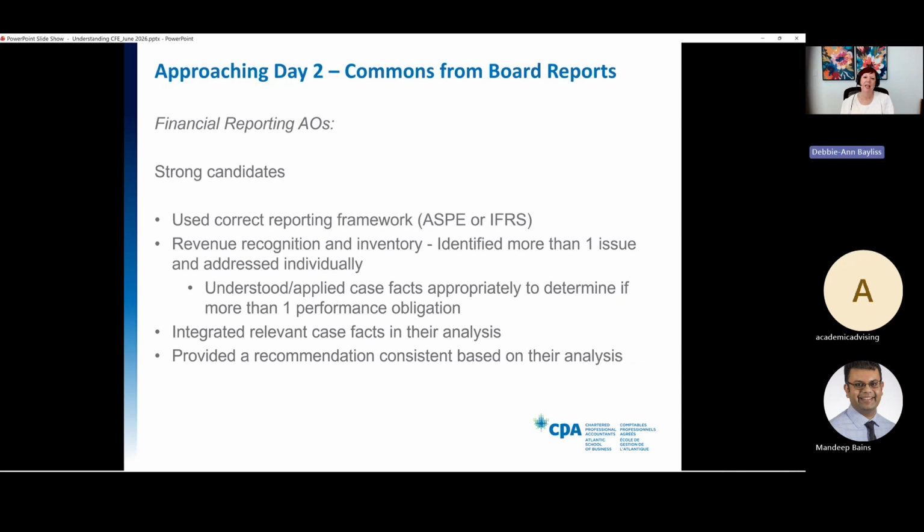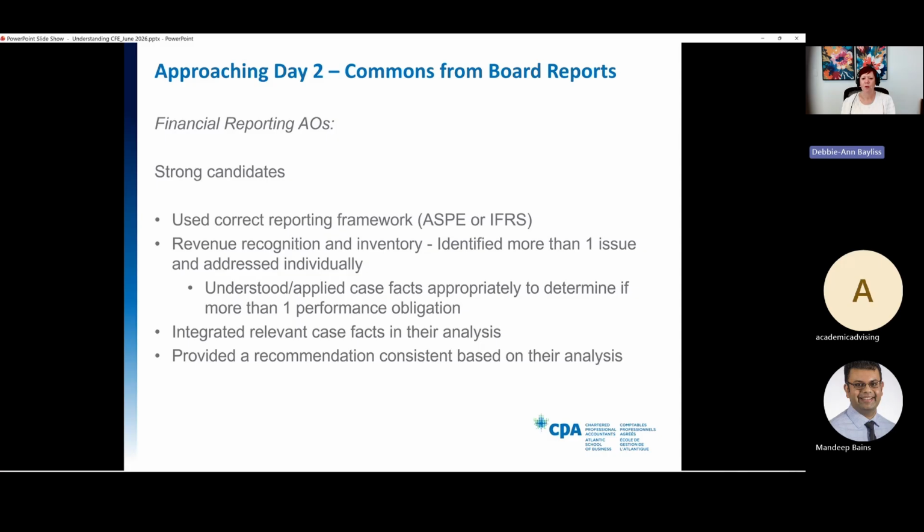When it came to financial reporting assessment opportunities, strong candidates used the correct reporting framework, whether that was ASPE or IFRS. It's impossible to achieve a competent if you're not using the right accounting framework. Make sure that you're well aware of that.